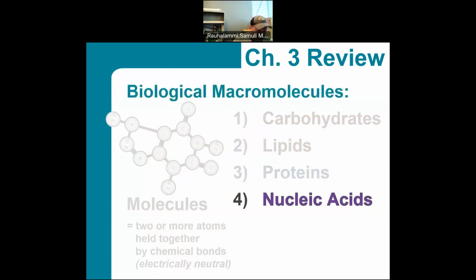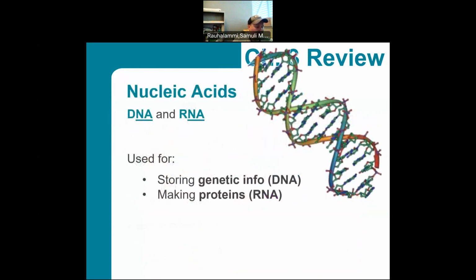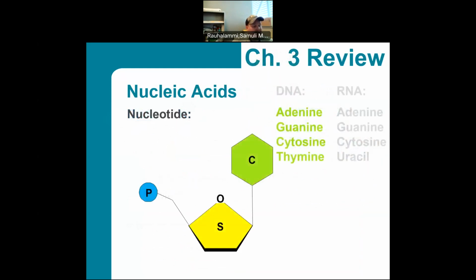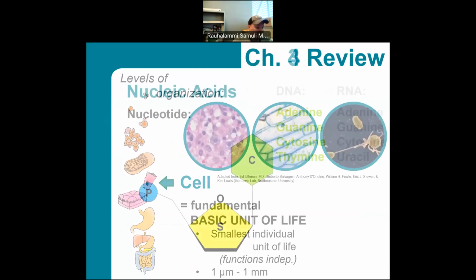Finally, a few words about nucleic acids. Nucleic acids, the ones that you know are DNA and RNA, DNA storing genetic material, whereas RNA is important for converting that information into a protein structure. Nucleic acid has a general structure where we have a sugar that has a phosphate group and then a variable base group that could be adenine, guanine, cytosine, or thymine in DNA, and we change thymine to uracil in RNA.